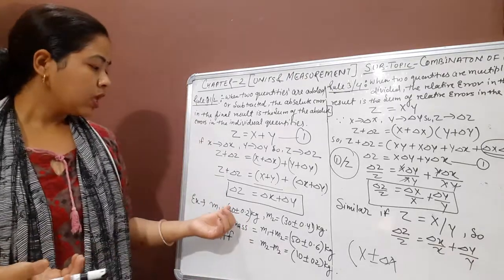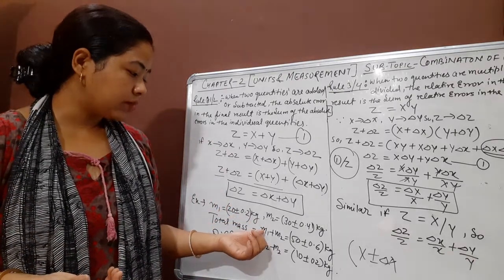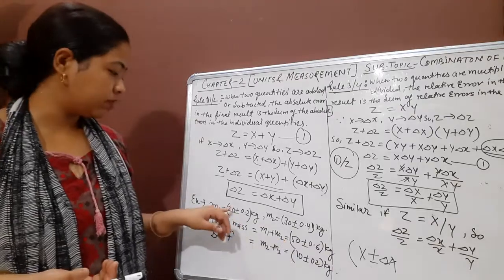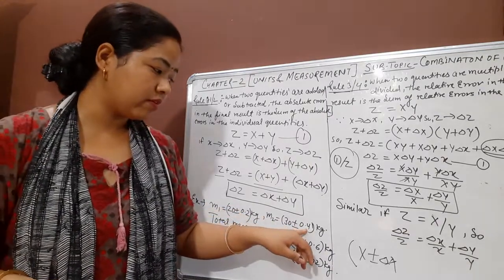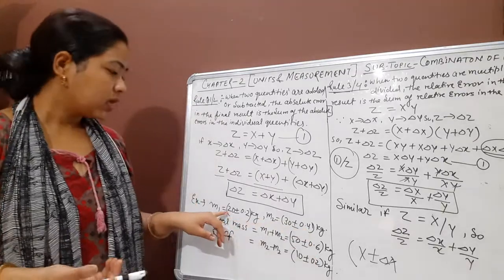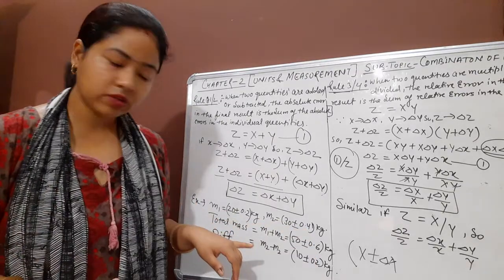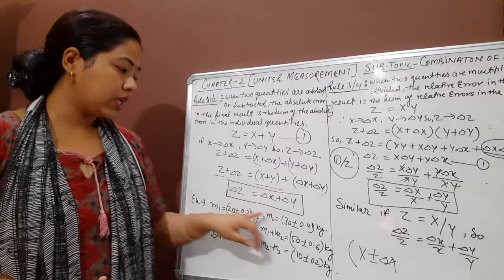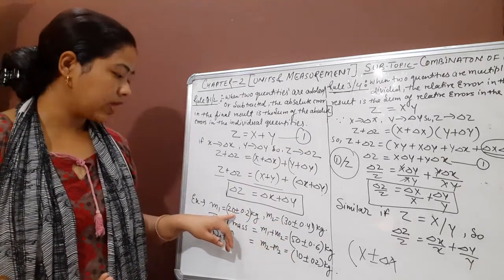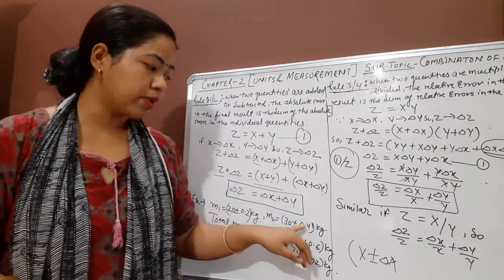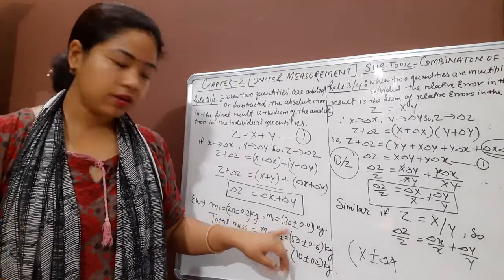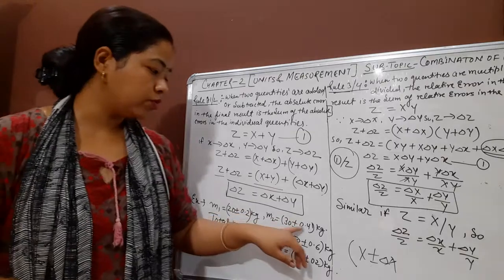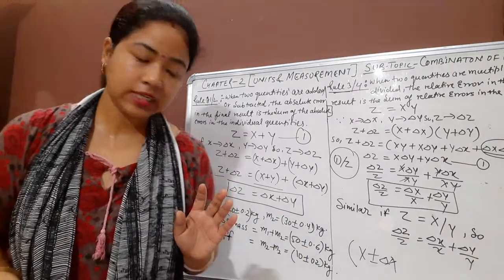So what will we do if we add both masses, m1 plus m2? Without error, the values will be added together, and the absolute values of the errors will be added together. That means the total mass will be 20 plus 30, plus minus 0.2 plus 0.4, right? So 20 plus 30 is 50, and 0.2 plus 0.4 is 0.6.